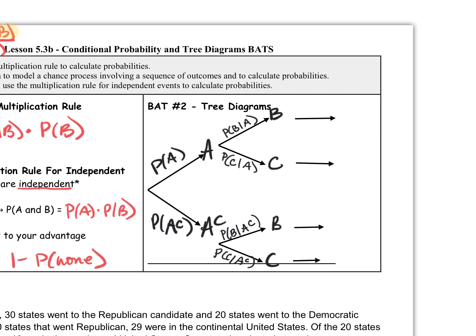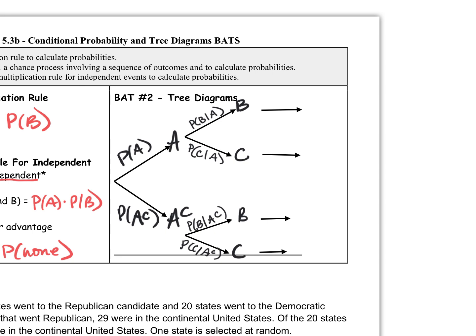All right. And then as we multiply down, we get the ands. We have B, or A and B. Probability of A and C. Probability of not A and B. Probability of not A and C. You may never use this again, but there it is. Multiplying down the tree.